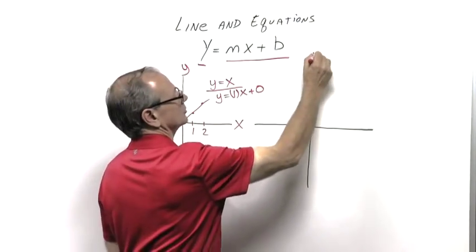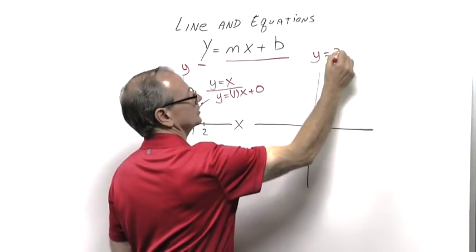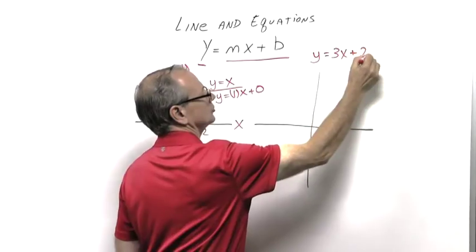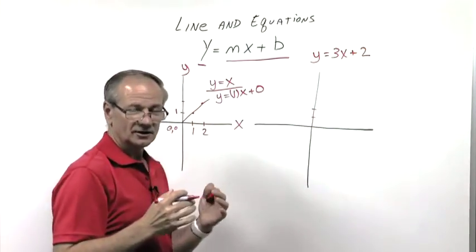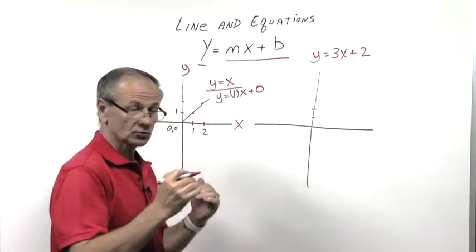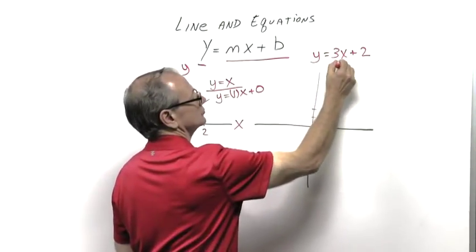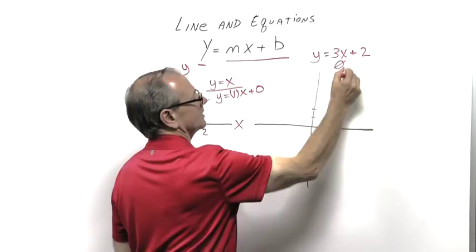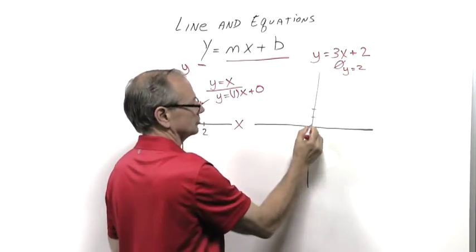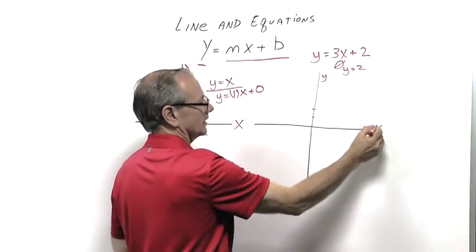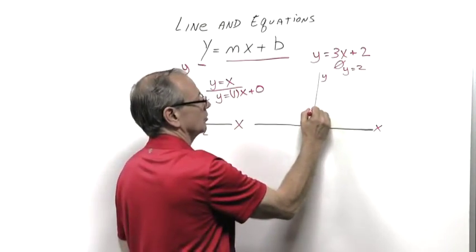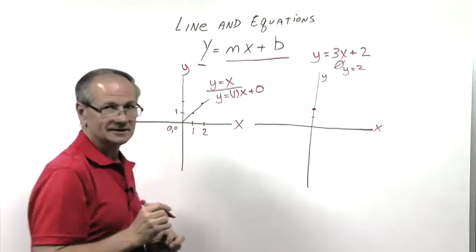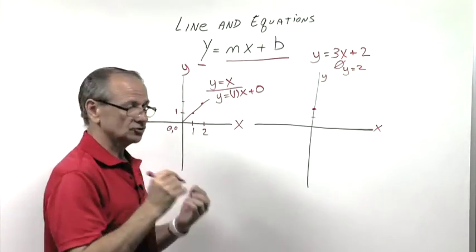Let's say we're going to do y equals 3x plus 2. In that case, what this is telling me is if I let x equal 0, that means I have y equals 2. So I go to my x value of 0, which is the y-axis, and that means I would go up to 2. This line has a y-intercept at 2.